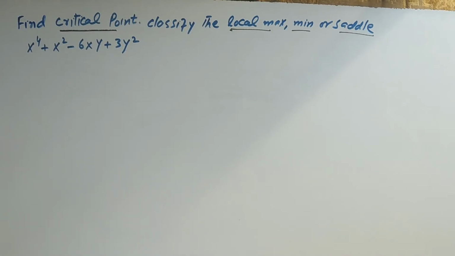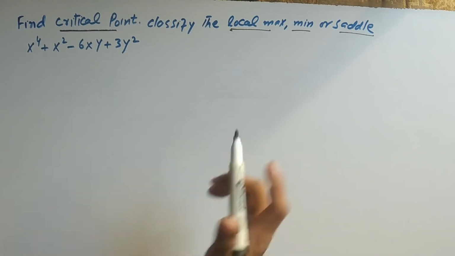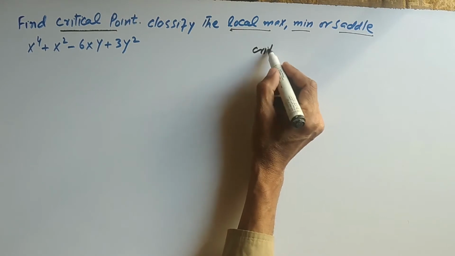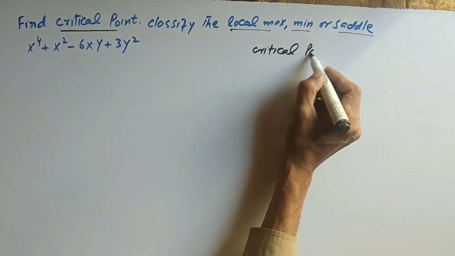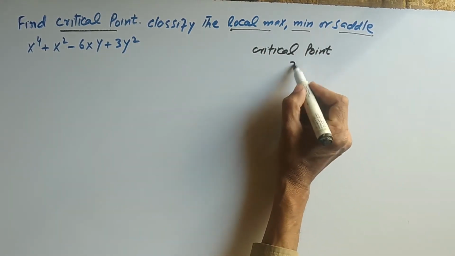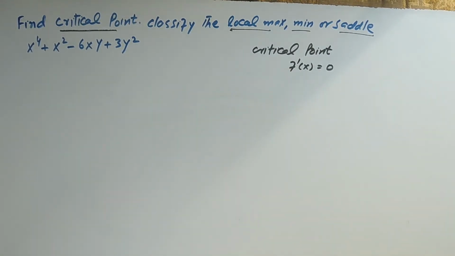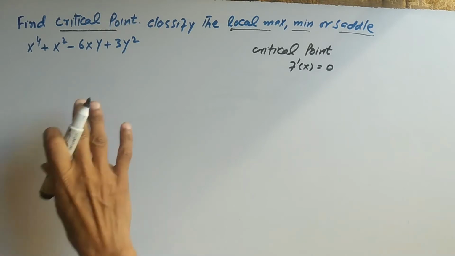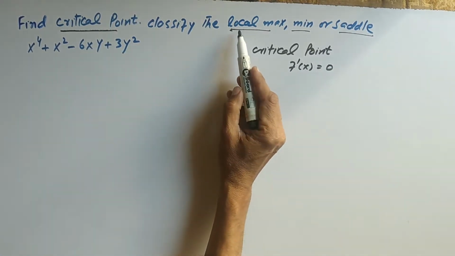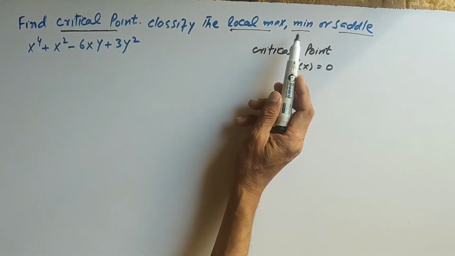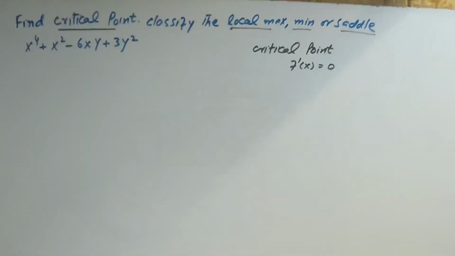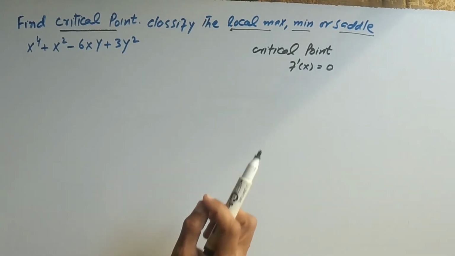So first of all, for a critical point, the first derivative is always equal to 0. That will be the condition for the critical point. And then we'll see what the local maximum, local minimum, or saddle point conditions are. So first we find out the critical point.